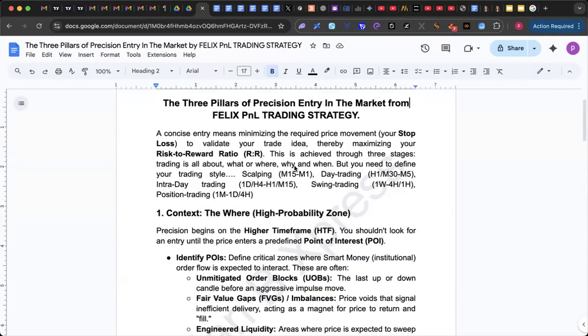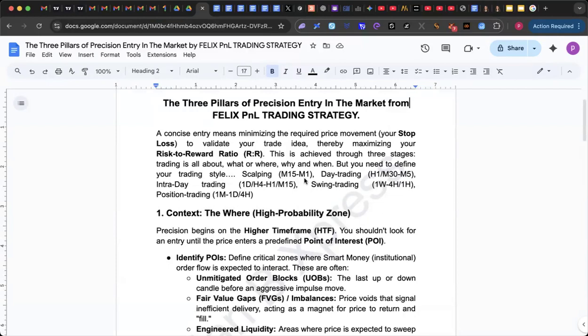Then you look at why I will trade. If I want to enter this trade, why? That has to do with confluence. I trade confluence a lot. Then next you look at the when. So when should I find a trade? But you need to define your trading style. I use scalping.